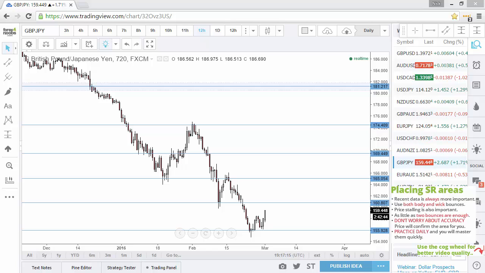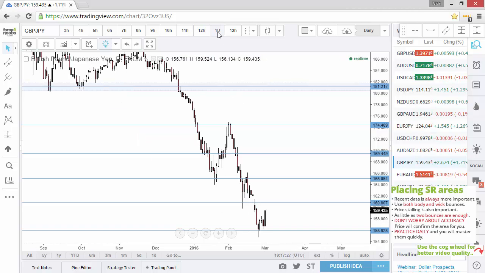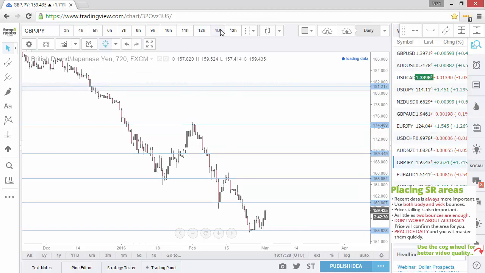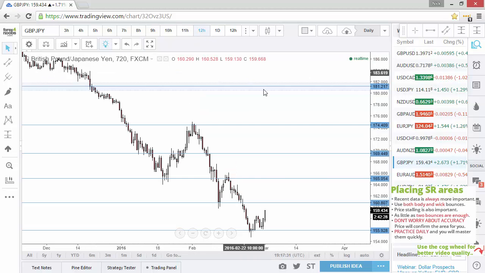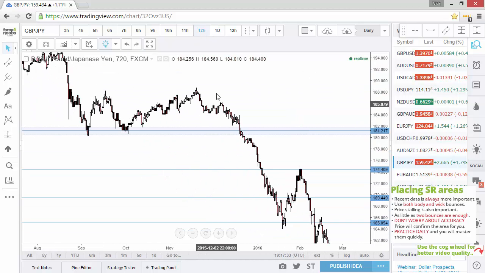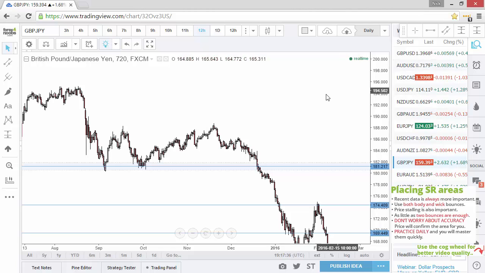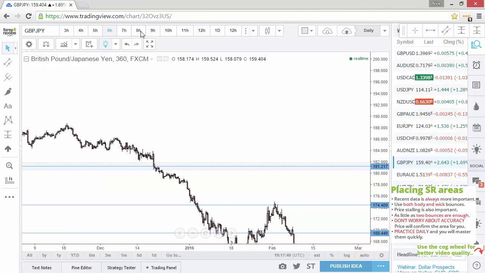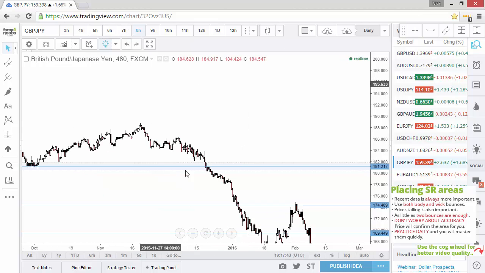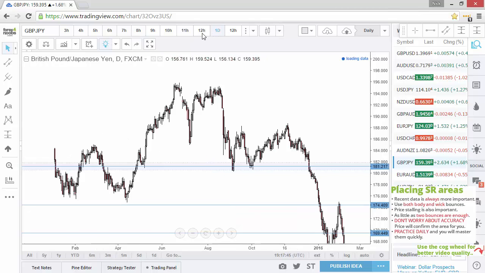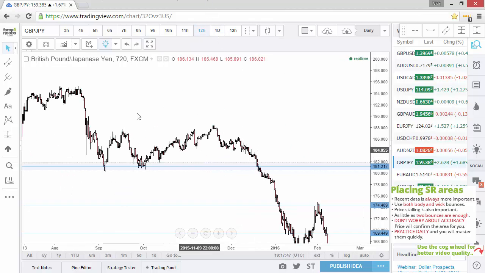I trade these support resistance areas on all time frames. I place them based on the daily and the 12 hour. So I look at the daily and the 12 hour to place these support resistance areas, but they're traded on all time frames. I trade them on the 4 hour, on the 6 hour, on the 8 hour. I place them on higher time frames, and I trade them on those time frames and lower ones.